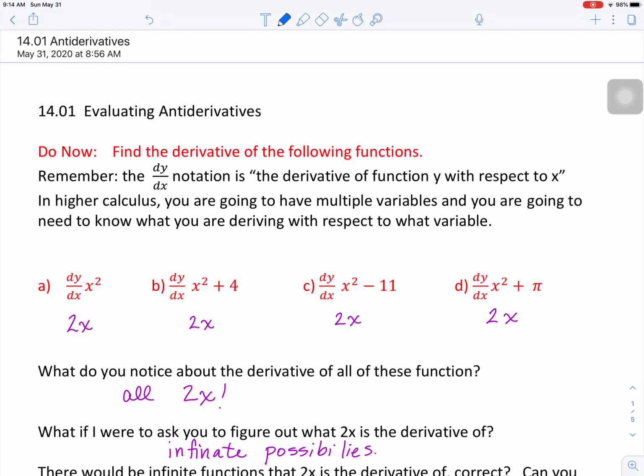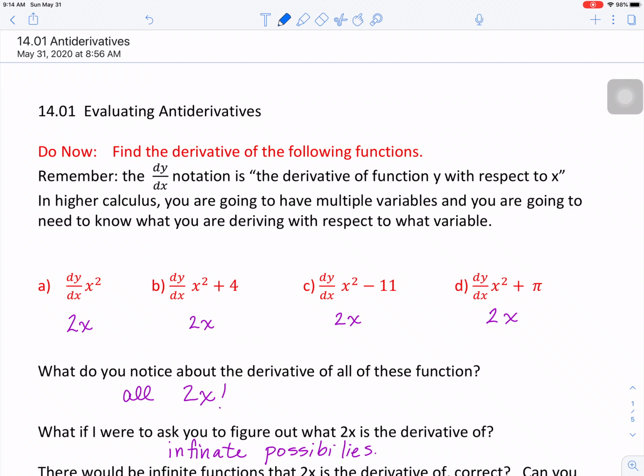We're starting Unit 14, which is integration. And today we're going to talk about antiderivatives. And they are a little bit what they sound like. They're not against derivatives, but they're working derivatives backwards.